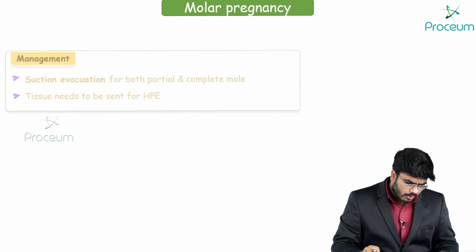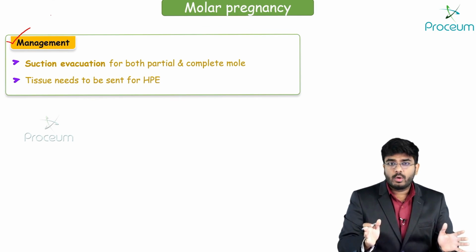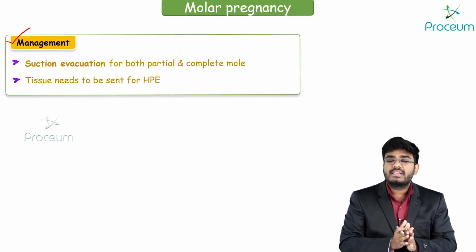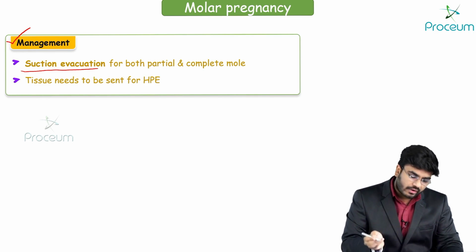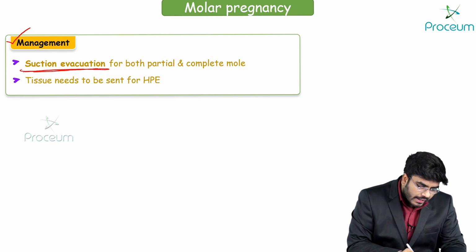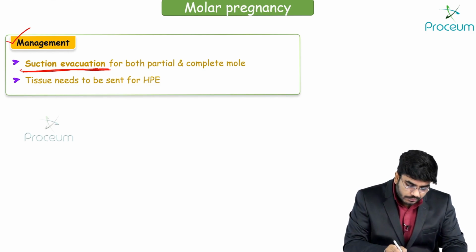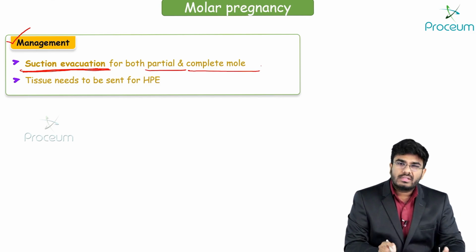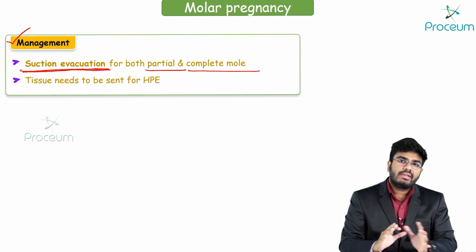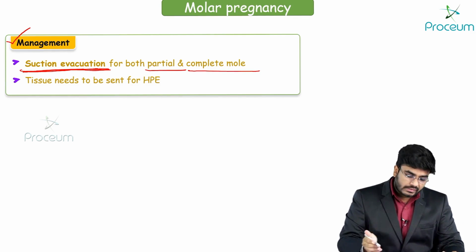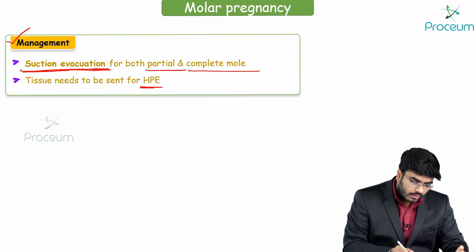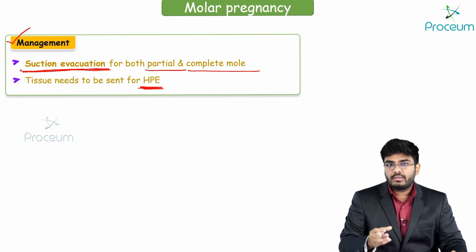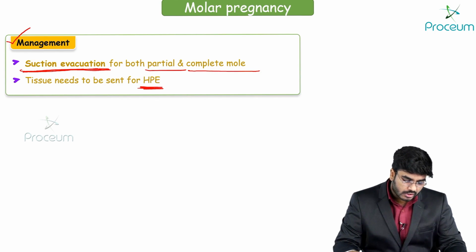Now let's talk about the management. Whether it is complete mole or partial mole, it doesn't matter. What is the management? The management is one and the same: suction evacuation. Take out the trophoblastic tissue. By suction, evacuate the uterus. Both partial and complete mole are benign conditions. Do simple suction evacuation, take out the tissue, and send it for histopathological examination to confirm that there is no cancer happening. The management is suction evacuation.